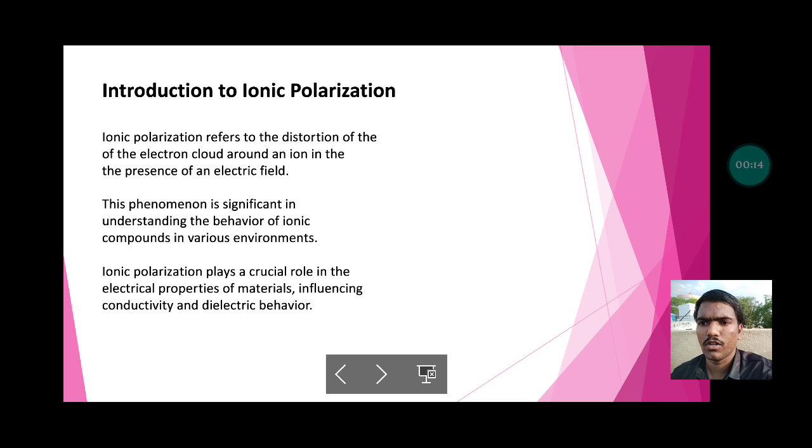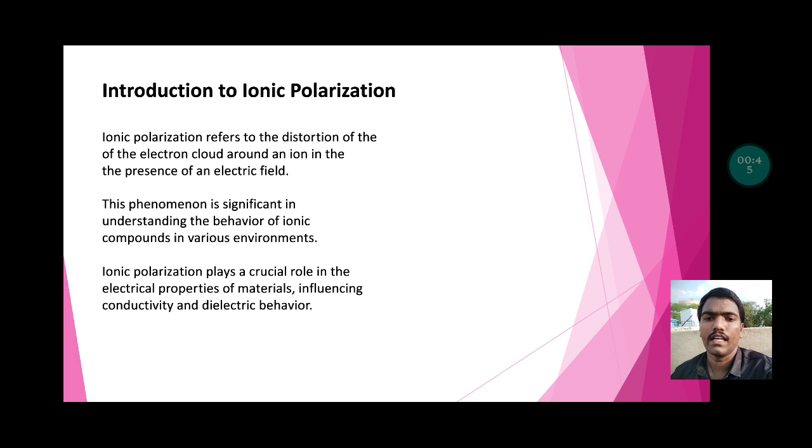Introduction to Ionic Polarization. Ionic polarization refers to the distortion of the electron cloud around an ion in the presence of an electrical field. This phenomenon is significant in understanding the behavior of ionic components in various environments. Ionic polarization plays a crucial role in the electrical properties of materials, influencing conductivity and dielectric behavior.